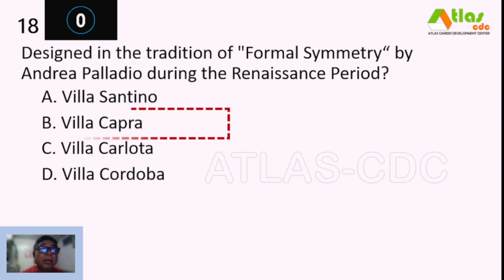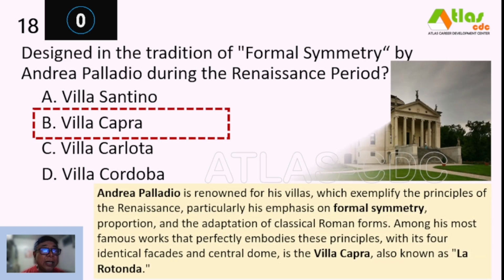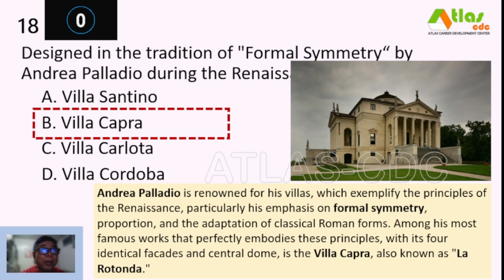And our correct answer is letter B, Villa Capra. So, Andrea Palladio is renowned for his villas, which exemplify the principles of the Renaissance, particularly his emphasis on formal symmetry, proportion, and the adaptation of classical Roman forms. Among his most famous works that perfectly embodies these principles, with its four identical facades and central dome, is the Villa Capra, also known as La Rotonda.